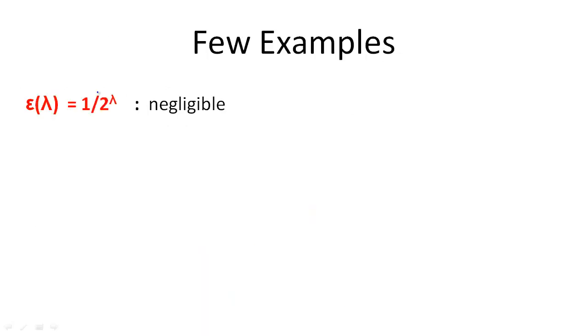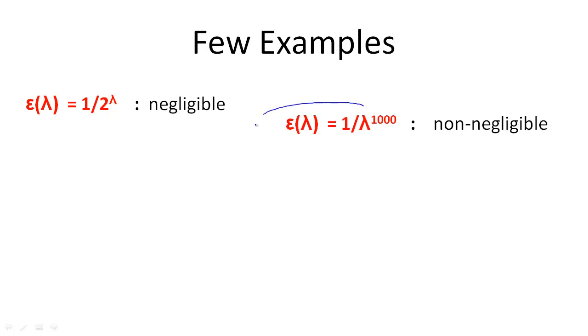So for example, a function that drops exponentially in lambda clearly would be negligible because for any constant d, there is a sufficiently large lambda such that 1 over 2 to the lambda is less than 1 over lambda to the d. Okay, so this is clearly less than all polynomials. However, the function, say 1 over lambda to the 1,000, right? This is a function that grows very, very, very slowly. It barely ever moves. Nevertheless, this function is non-negligible because if I set d to be 10,000, then clearly this function is bigger than 1 over lambda to the 10,000. And so this function is bigger than some polynomial fraction.